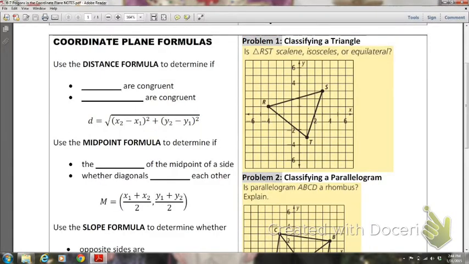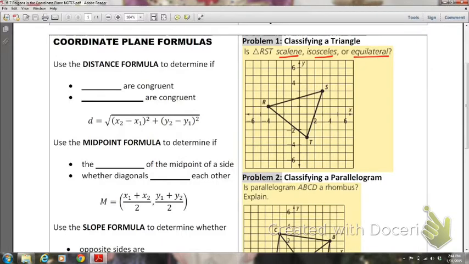In problem 1, we're classifying a triangle. You have to determine whether triangle RST is scalene, isosceles, or equilateral. Just to review those definitions, scalene means none of the sides are equal. Isosceles means at least two of the sides are equal. And equilateral means that all three of the sides are equal. To determine if sides are congruent or not, you're going to have to use the distance formula.